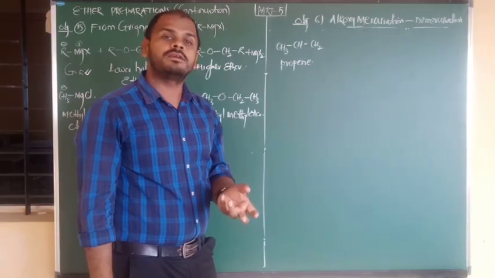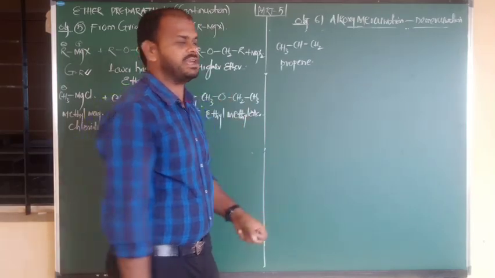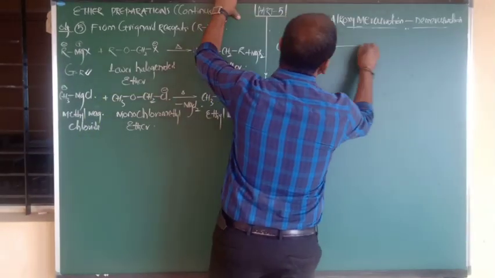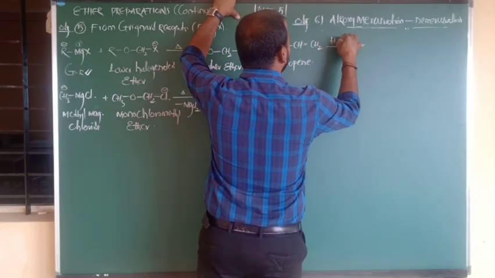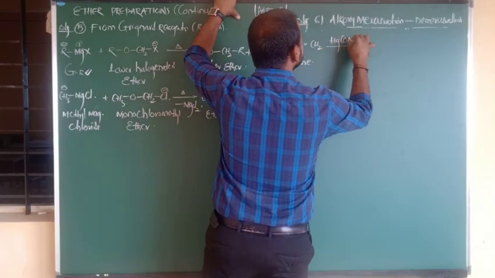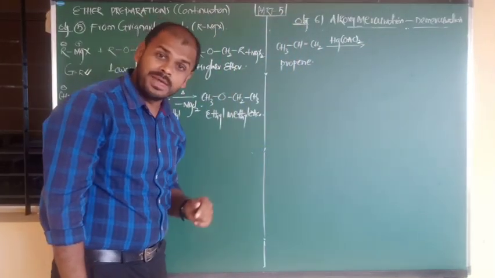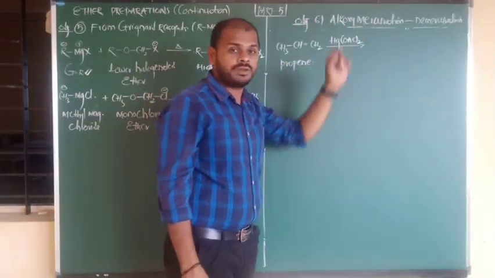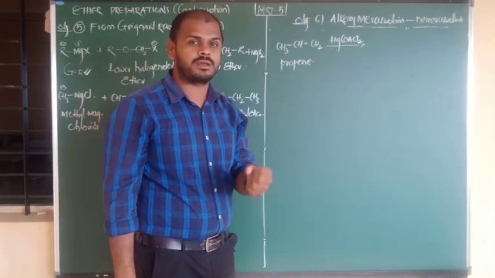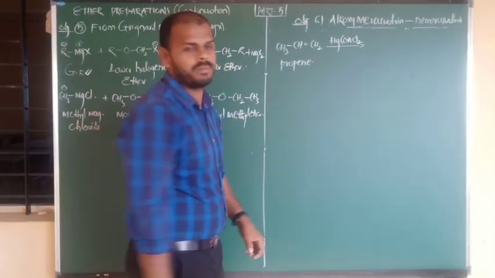Alkoxymercuration is nothing but a reaction with mercuric acetate. Propene reacts with mercuric acetate, Hg(OAc)2, with OAc taken twice. This is the step of mercuration. But here, which type of mercuration? Alkoxymercuration, which is nothing but the addition of alcohol.